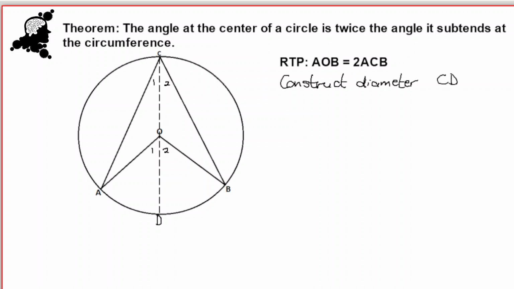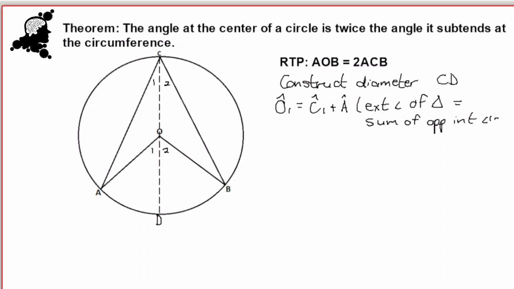So now we can start with the proof. We can see that O1 is equal to C1 plus angle A. The reason for this is the exterior angle of a triangle is equal to the sum of the opposite interior angles. So there we have it: O1 is equal to C1 plus A.